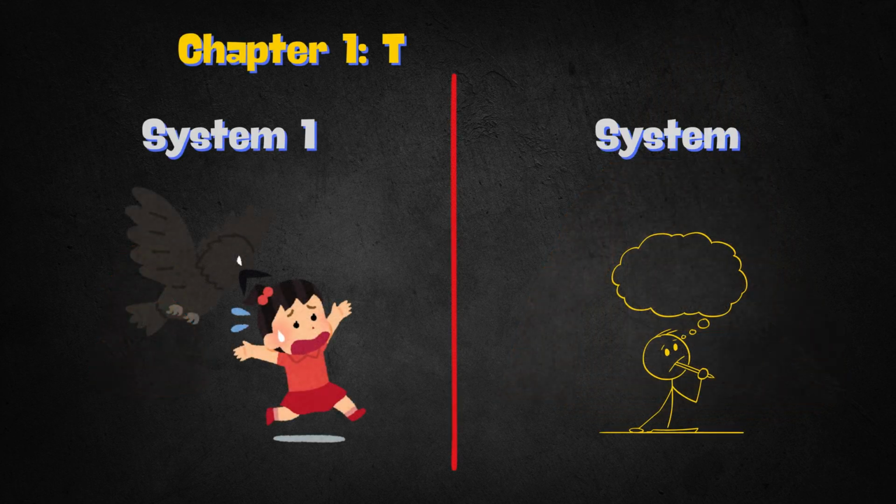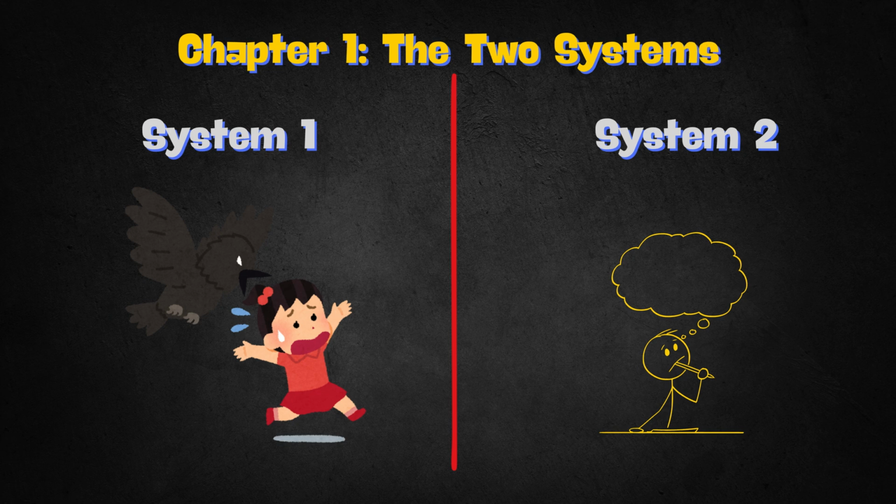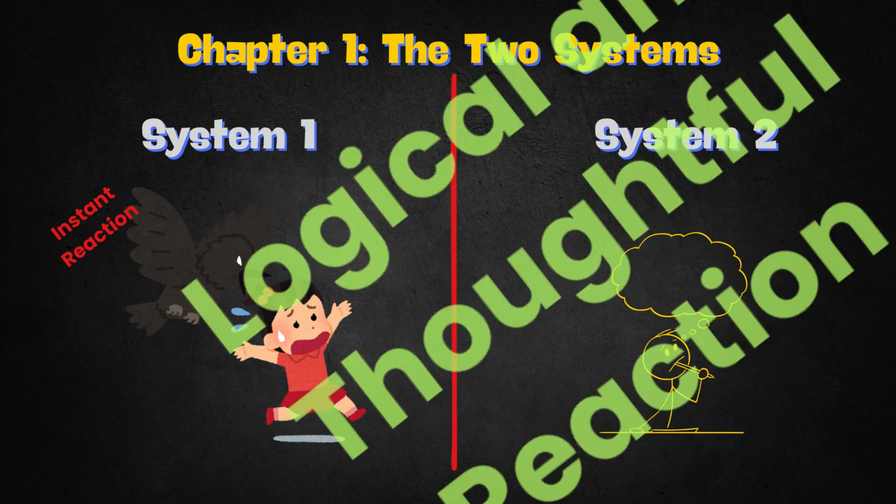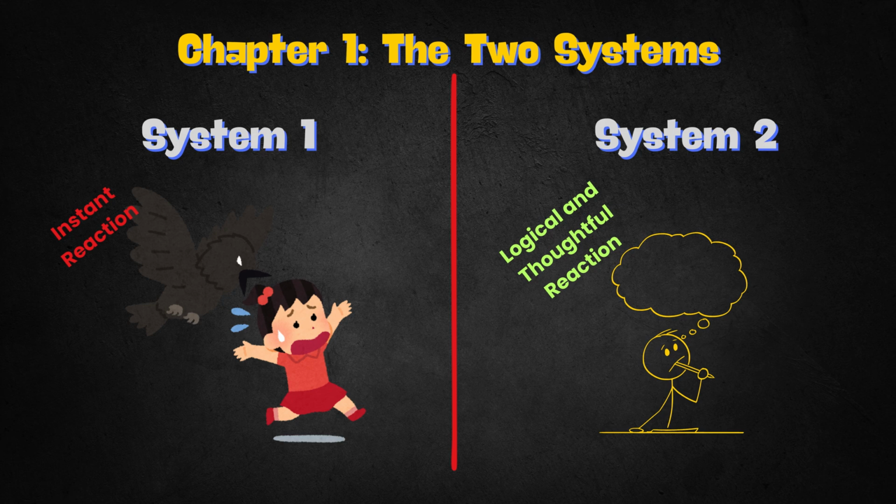Chapter 1. The Two Systems. Daniel Kahneman introduces two modes of thinking. System 1: fast, instinctive, emotional, and automatic. System 2: slow, logical, and effortful.